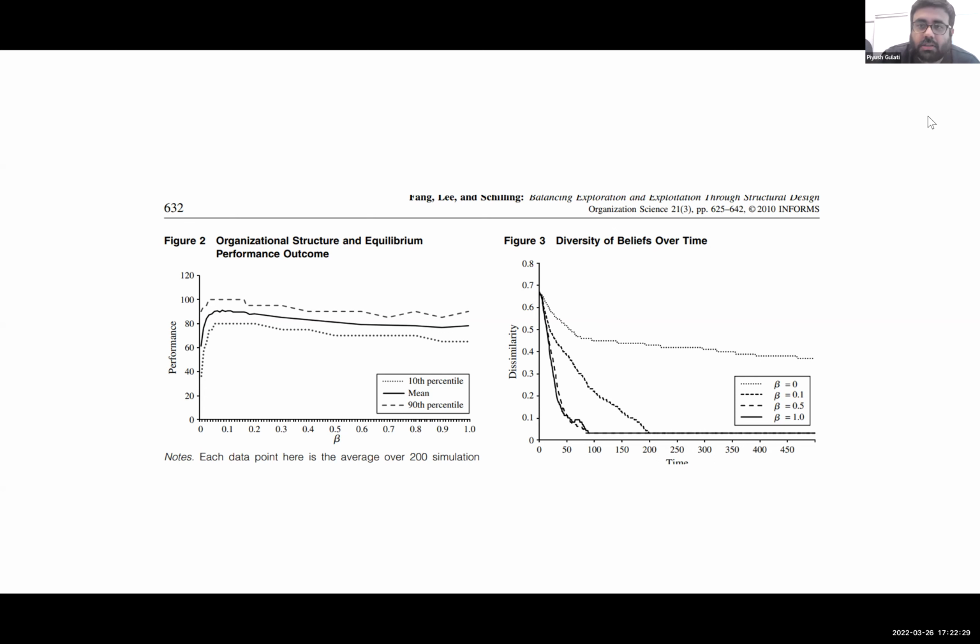I think what they're trying to say is somewhere like the intermediate values of beta is where they have the appropriate amount of exploration, right, or learning happening. Yeah. Okay, so somewhere here at beta somewhere between 0 and 0.1. So it's like very close to a corner solution, but it's not.